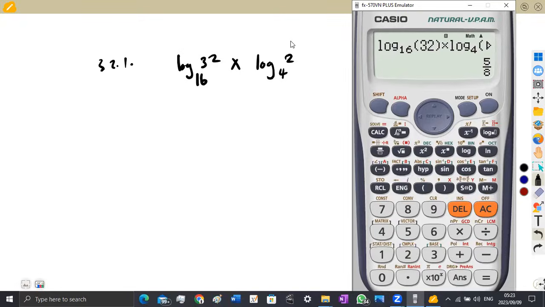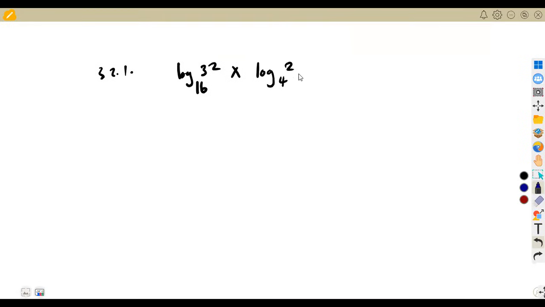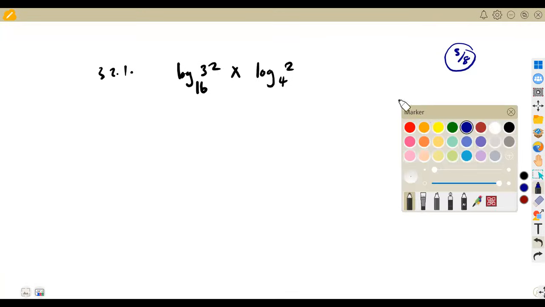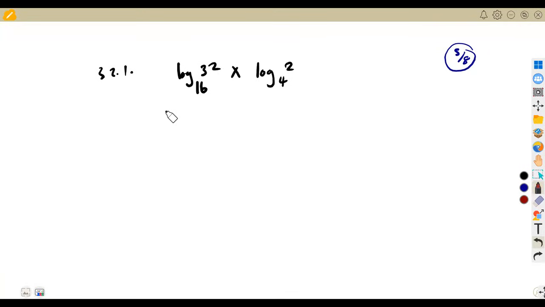So meaning to say, whatever simplification you are supposed to get from this whole part here must be equal to 5 over 8. It's just an advantage that you know the answer. So you are supposed to work until you get the answer that you are given there.